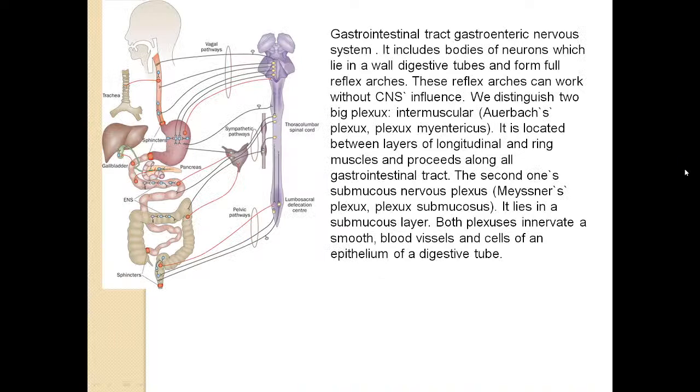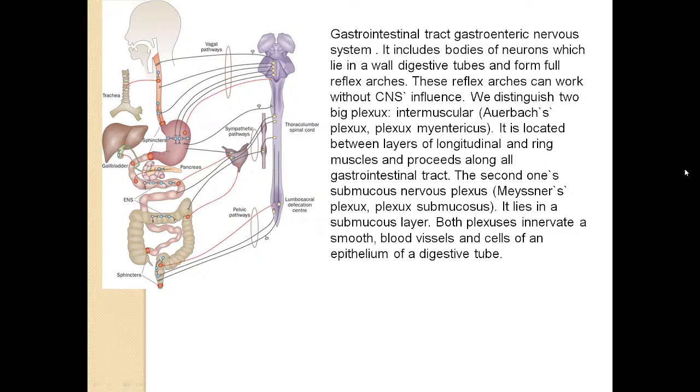So, next question, digestive tract innervation. Gastrointestinal tract, enteric nervous system. It includes bodies of neurons which lie in the whole digestive tube and form full reflex arches. These reflex arches can work without CNS influence. We distinguish two big plexuses. Intermuscular Auerbach's plexus, plexus myentericus. It is located between layers of longitudinal and ring muscle and passes along the whole gastrointestinal tract.